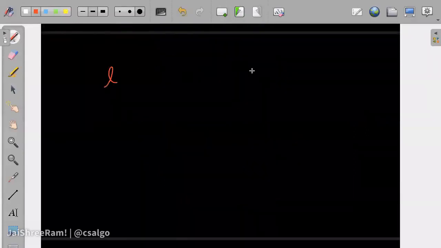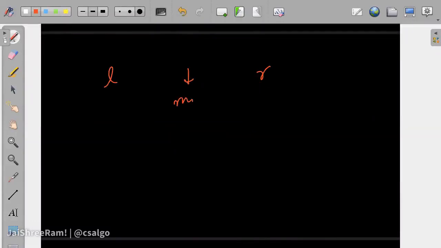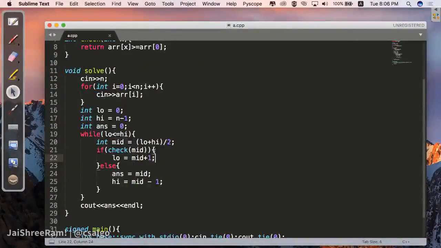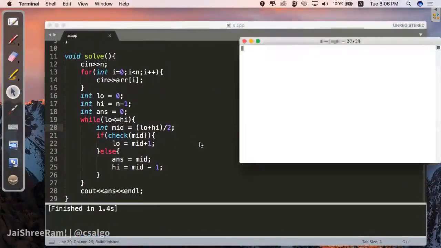So if you have some L to R and you check the mid, if this is yes, then you go towards the right, because you know this is a y and then n space, right? This is how the space is distributed. So we go towards the right. That's what is being done in this first part. And or else we do this, right? Is this clear to everyone? How are we moving our low and high?